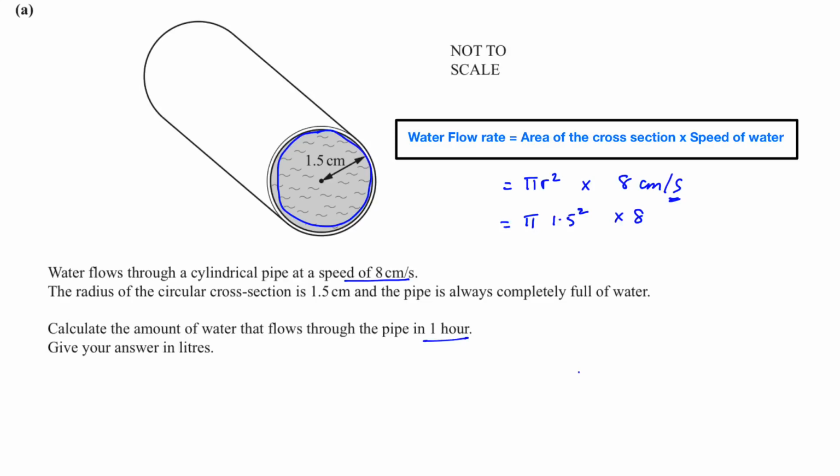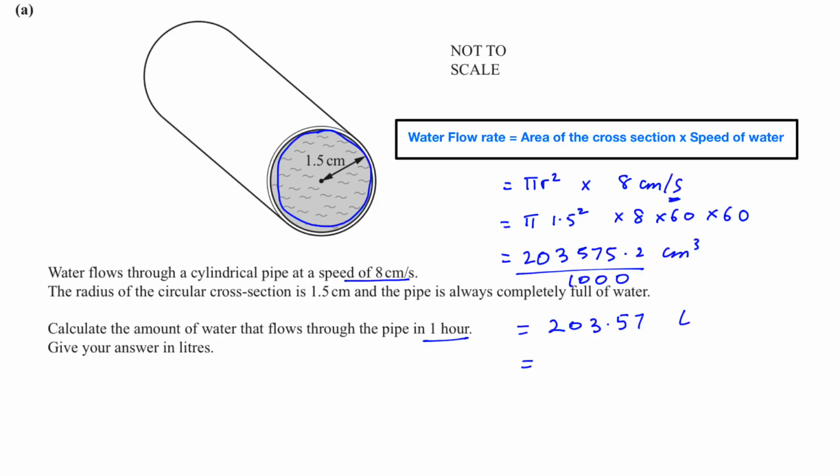So in 1 hour there are how many minutes? 60 minutes. And how many seconds in a minute? 60. This answer, we will write it, we'll get 203575.2. But this is in cubic centimeter. We have to change it to liters, so we divide by 1000. That will give us 203.57 liters. We can round it to 3 significant figures, 204 liters.